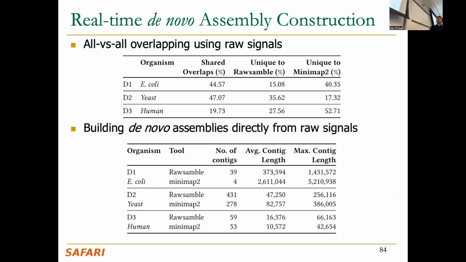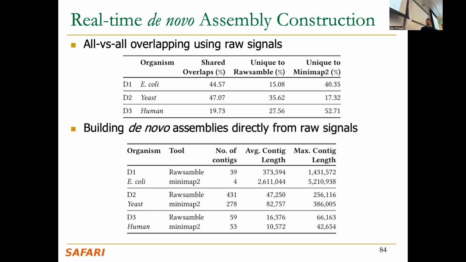The signal-based overlapping is currently less contiguous, but it gives some exciting results, because in terms of the average contig length and the maximum contig length, we are already pretty close to the base code overlapping. And we're basically just starting, I would say.